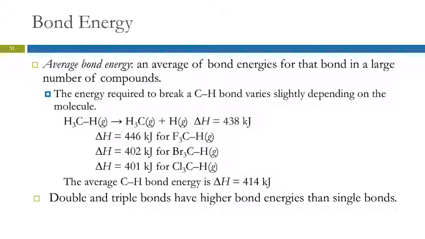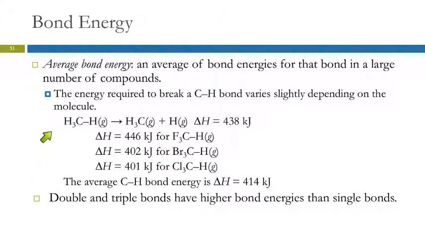We generally talk about an average bond energy because the bond energy will vary depending on what the compound is. And so these are just estimates, and we use averages. So if we look at a carbon-hydrogen bond, we can see that the amount of energy to break that bond differs depending on what molecule that's in. So here we've got methane. We've got the carbon-hydrogen bond, and on the carbon are 3 other hydrogens. That's going to require 438 kilojoules.